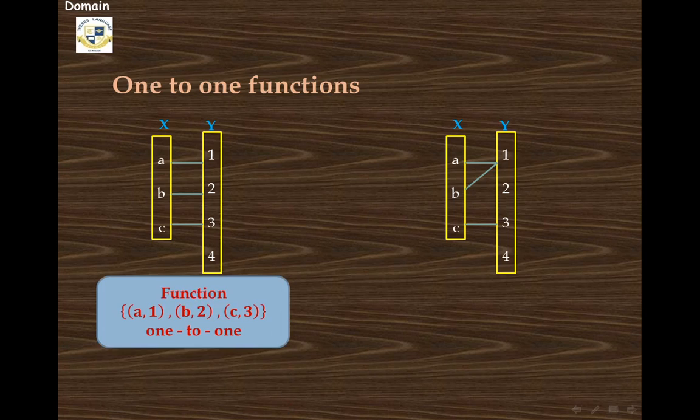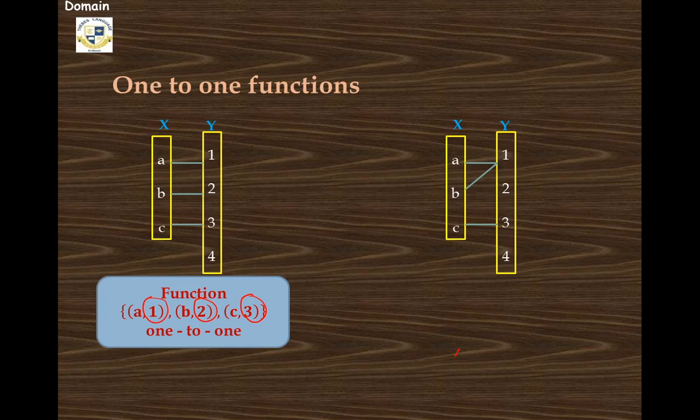Here the function (a,1), (b,2), (c,3). Take care. All the terms of the set Y appeared as a second projection in the ordered pairs of the relation once only. Take care, 1 didn't repeat in the ordered pairs, also 2, also 3. This function is called one-to-one function.